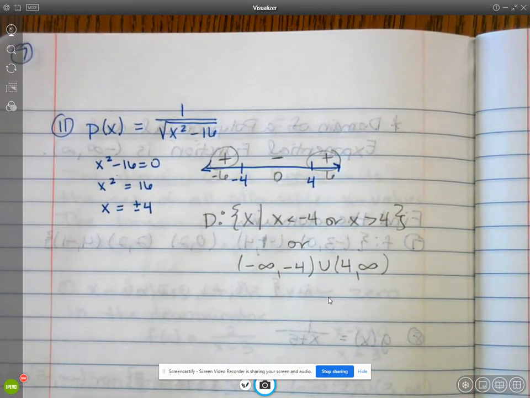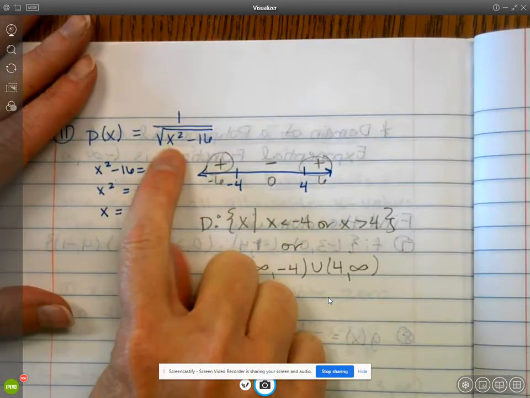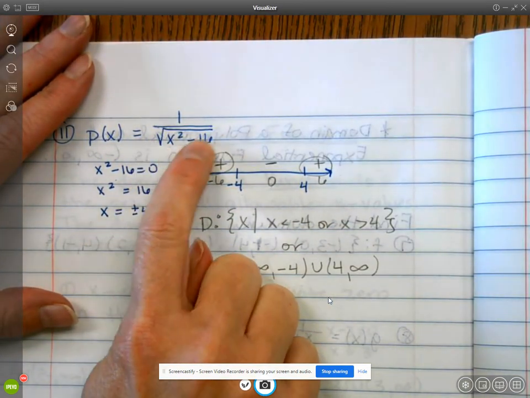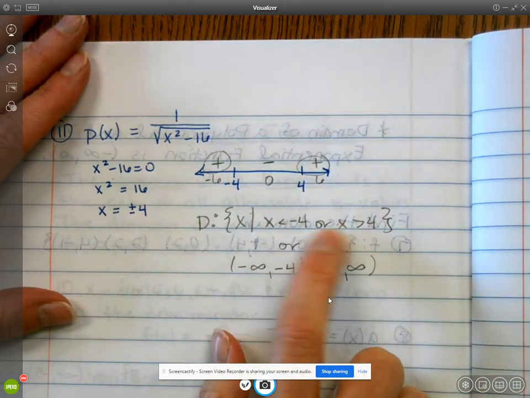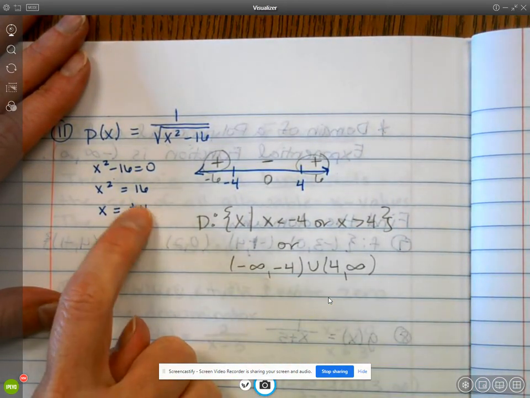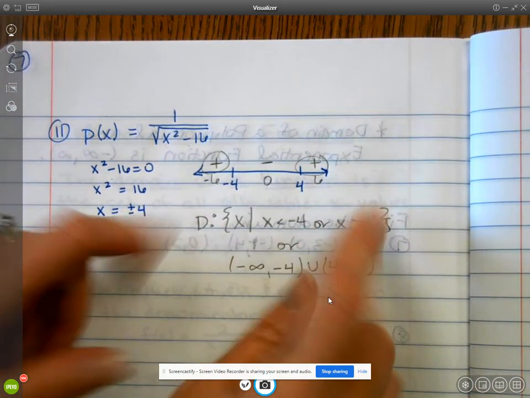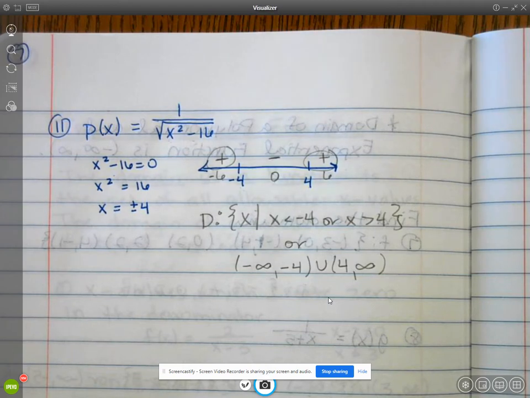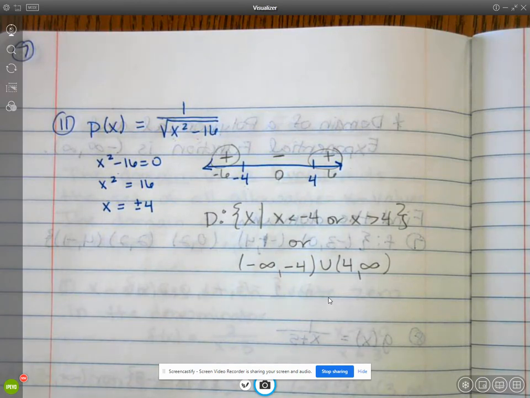So if you have more than one restriction, you've got to figure out all of them and then put them together. In this case, I figured out what I can't have under the radical and what would make 0 in the denominator, and I had to not include either one of those. So I couldn't include 4 or negative 4, and then I had to stay bigger, because I'm squaring it, than 4 or negative 4, bigger in the negative or bigger in the positive direction, to make it to where I had something bigger than 0 under the radical.